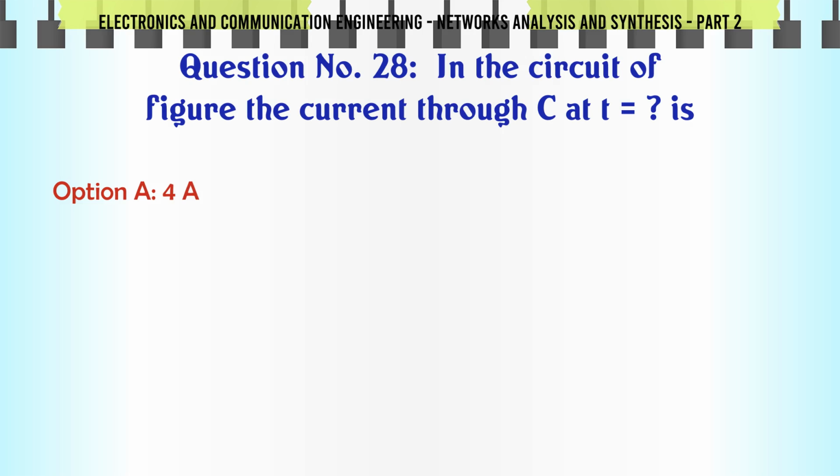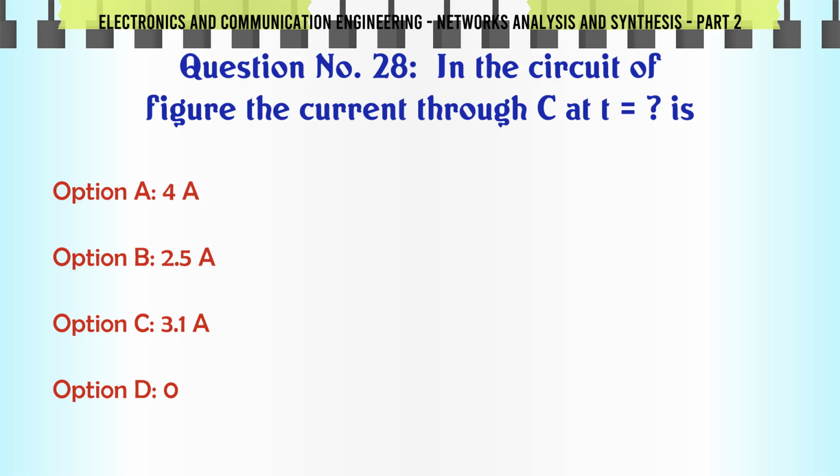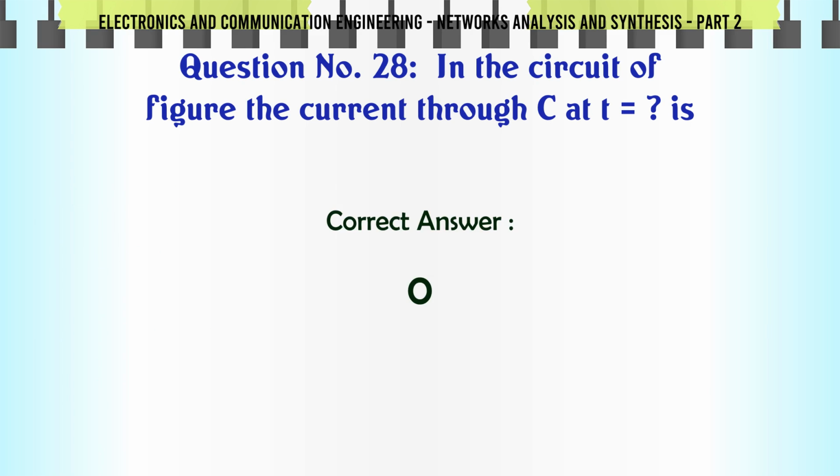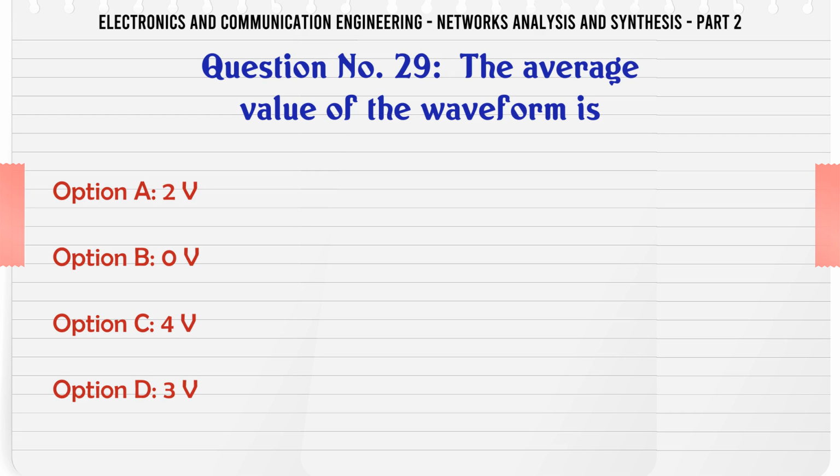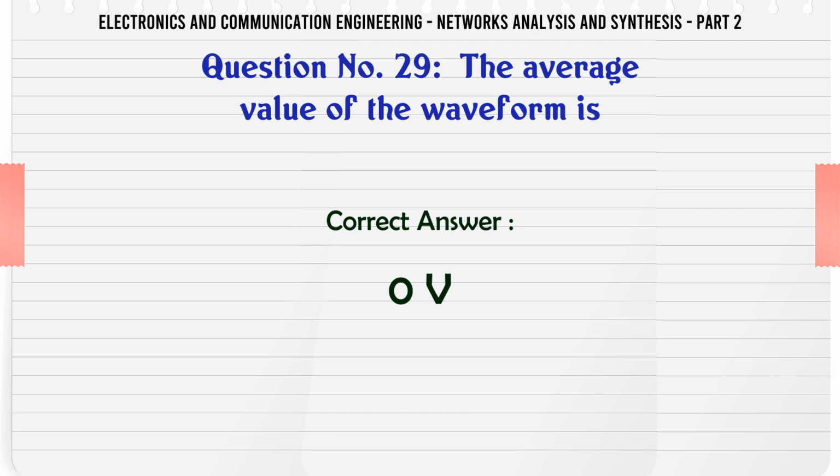In the circuit of figure, the current through C at t equals infinity is A 4A, B 2.5A, C 3.1A, D 0. The correct answer is 0. The average value of the waveform is A 2V, B 0V, C 4V, D 3V. The correct answer is 0V.